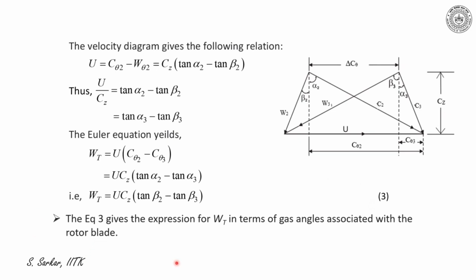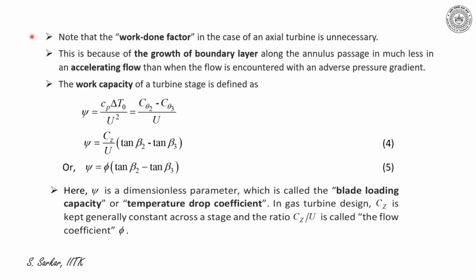Now this equation 3 gives the expression for Wt, that is the turbine work output, in terms of flow angles associated with the rotor blade. Note that the work done factor in the case of an axial turbine is unnecessary. This is because the growth of the boundary layer along the annulus passage is much less in an accelerating flow than when the flow encounters an adverse pressure gradient in a compressor.